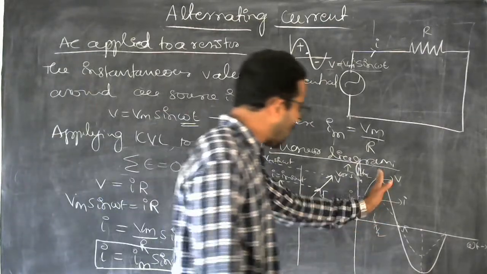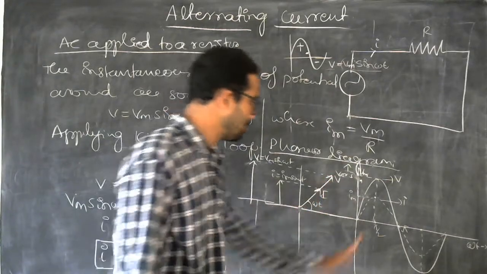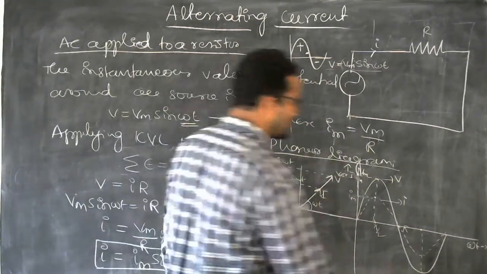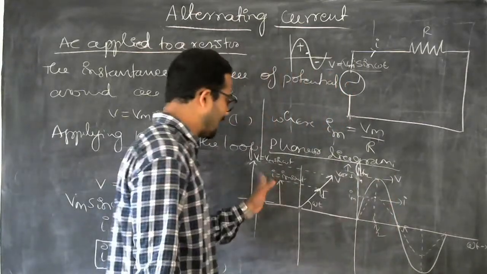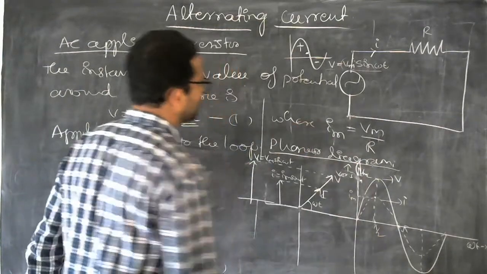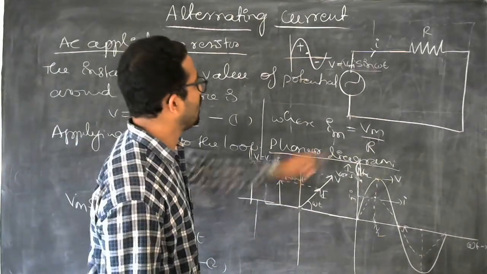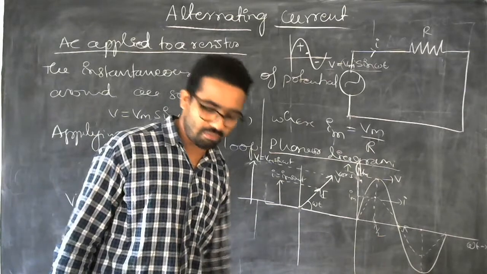This part from 0 to 90 degrees should fall in the first quadrant, right? That is why we have drawn this phasor in the first quadrant. For example, if you take points here, I should draw in the second quadrant. This is a phasor diagram. Now here we have written Im, which is equal to Vm by R. Im means the peak value of current.